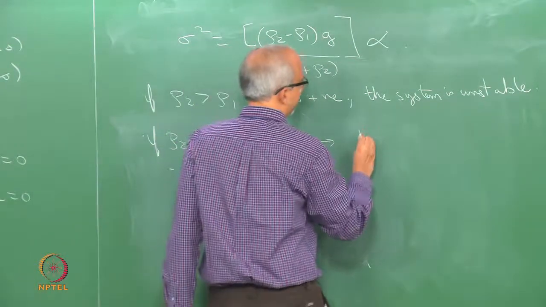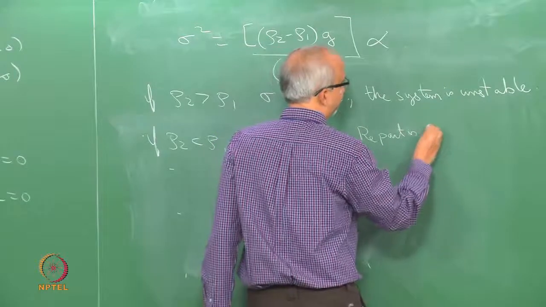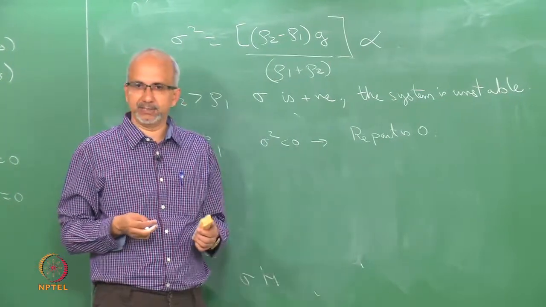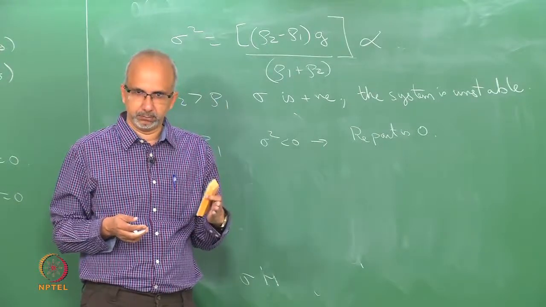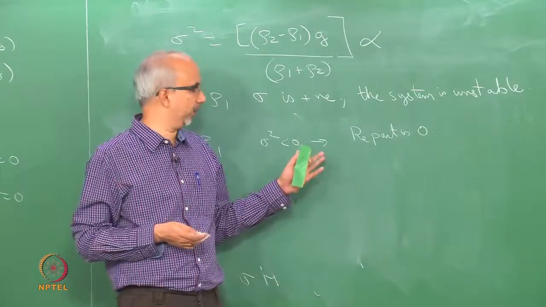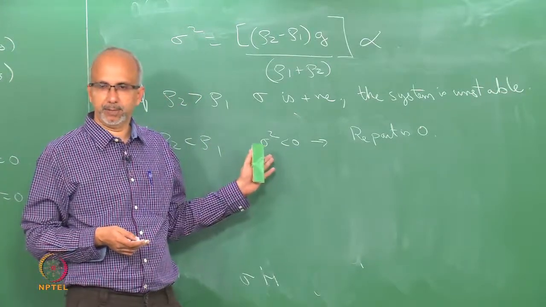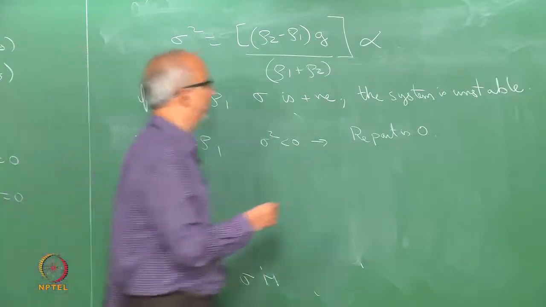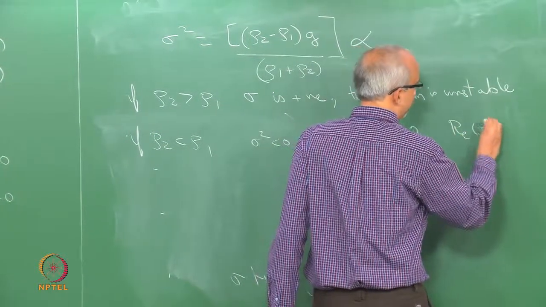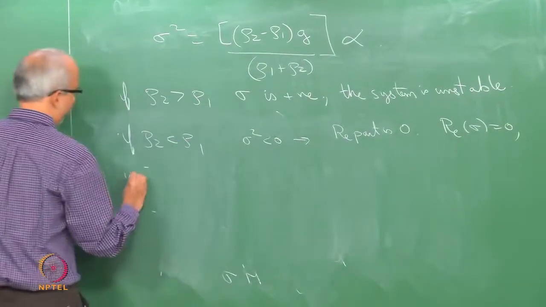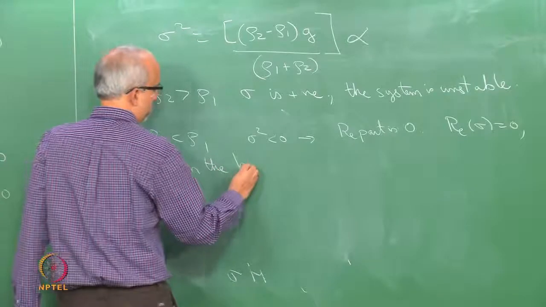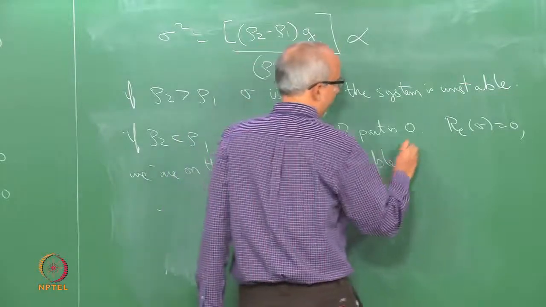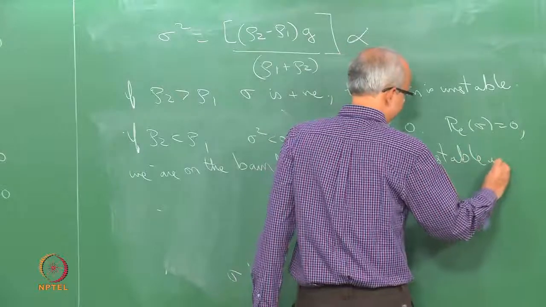That means what is the real part? The real part is 0, because you are purely imaginary, plus or minus I multiplied by something. So the linear stability analysis cannot really tell you anything, because you are on the boundary. Okay, so you really cannot conclude that it is stable just by doing this linear stability analysis. But if you have rho 2 greater than rho 1, you know for sure it is unstable. Okay, so the real part of sigma is 0, and we are on the boundary of stable and unstable region.